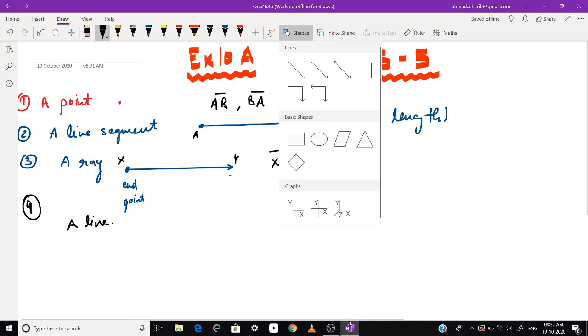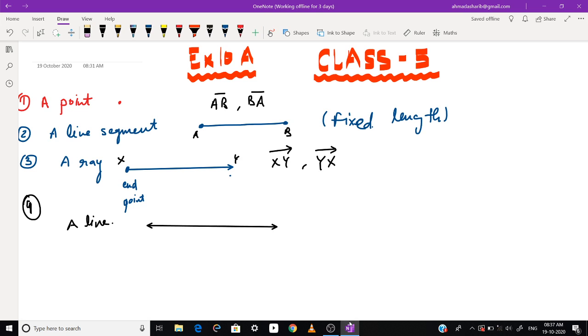So I'm going to draw a line, and how will you differentiate between a line and a line segment? The difference between a line and a line segment is that a line segment has two endpoints, while a line doesn't have any endpoint. It has an arrow on both of its ends, and it goes on and on, on both of its sides.